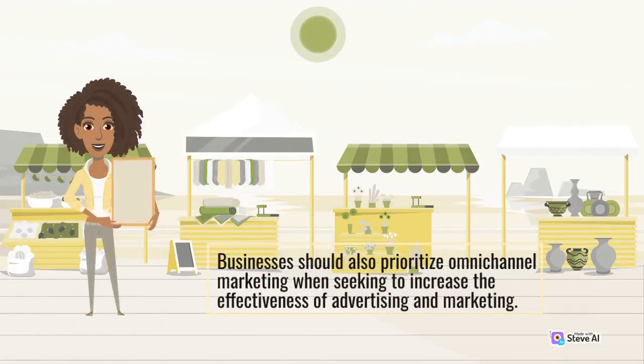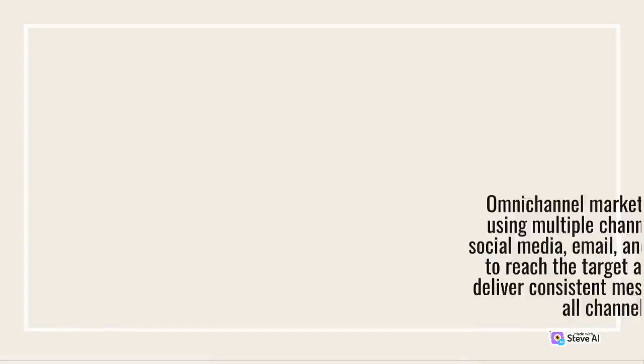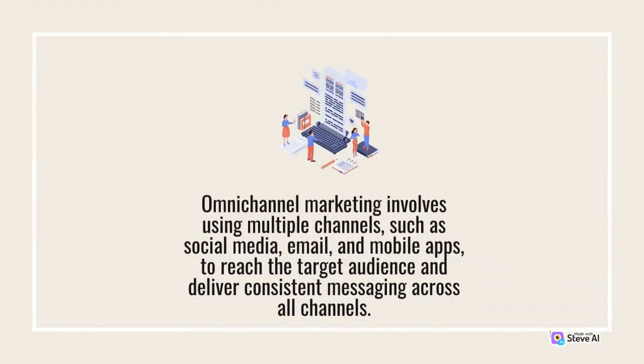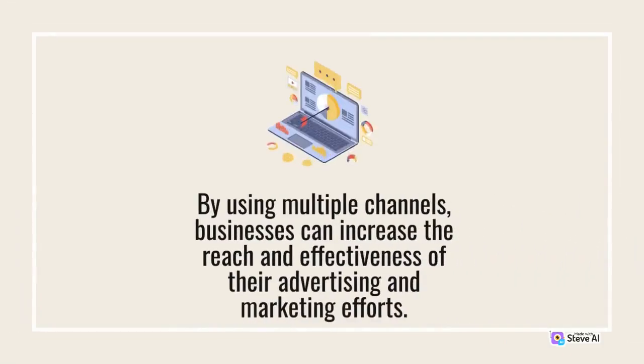Businesses should also prioritize omnichannel marketing when seeking to increase the effectiveness of advertising and marketing. Omnichannel marketing involves using multiple channels, such as social media, email, and mobile apps, to reach the target audience and deliver consistent messaging across all channels. By using multiple channels, businesses can increase the reach and effectiveness of their advertising and marketing efforts.